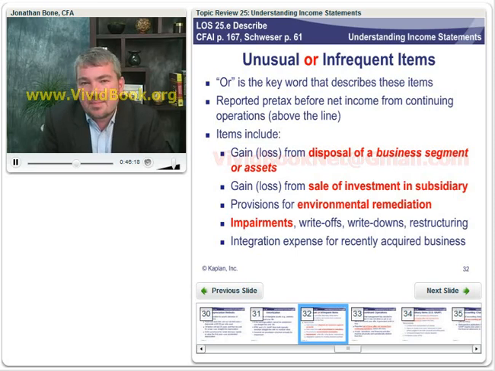Impairments. Now impairments are when essentially the fair value of a balance sheet asset has fallen below its carrying value. Whenever you hear the phrase carrying value, it just means the value in the balance sheet. So if fair value has dropped below the carrying value, you have an impairment and you have to reduce the value of the asset in the balance sheet. This reduction in the asset goes through as an unusual or infrequent item as an expense in the income statement. Write-offs and write-downs are a bit like impairments, but they tend to relate to inventory. Now of course, if your inventory has become completely obsolete and you're not going to be able to sell it, you're going to have to write it off.